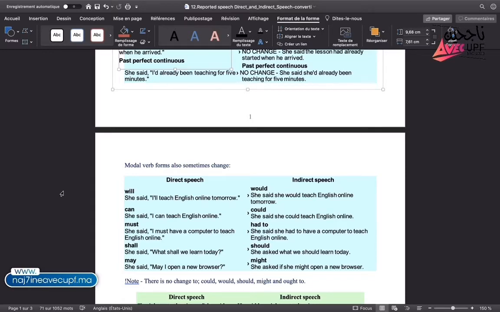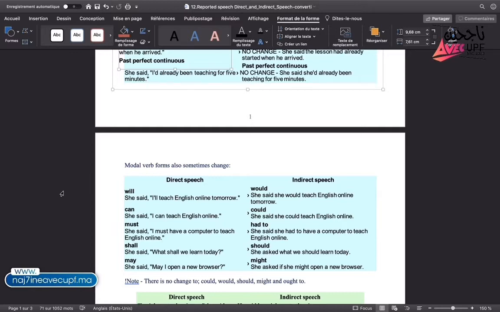For example, we take the example of will. She said, I'll teach English online tomorrow. كتولي would. She said she would teach English online tomorrow. إذا مشينا لـ can. I have can. She said, I can teach online. She said she could teach.